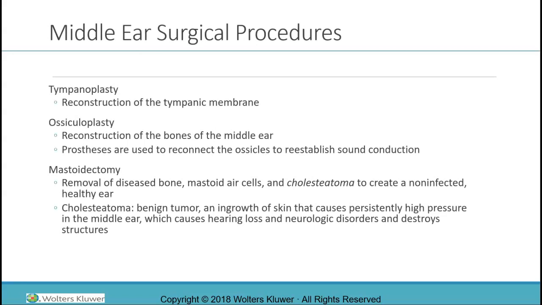So some of the middle ear surgical procedures: the tympanoplasty, as I mentioned, is a reconstruction of the tympanic membrane. An ossiculoplasty is reconstruction of the bones of the middle ear. They'll often use a prosthesis in that surgical procedure. And the mastoidectomy is removal of the diseased bone, which the mastoid process is just below and behind the ear.